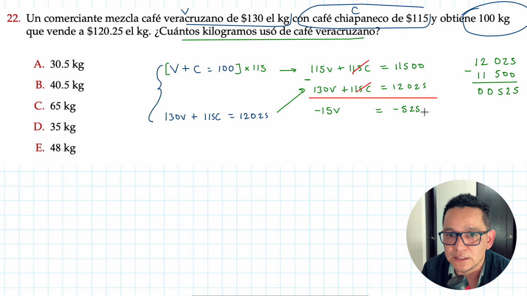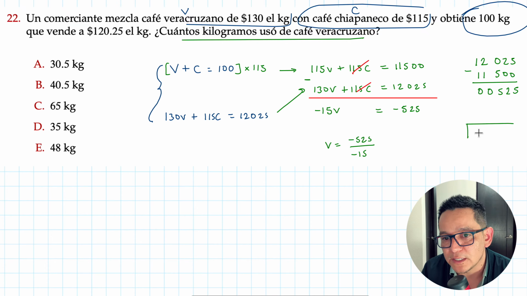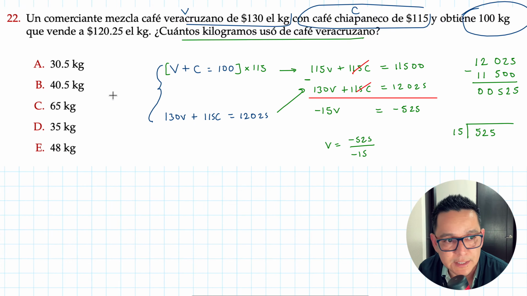Since the negative is bigger here, it turned into a negative. Here, V is negative 525 and this is negative 15. We're going to divide it. So I have to do the division of 525 by hand. Remember to divide by 15. Hopefully it's a whole number since there are decimals.